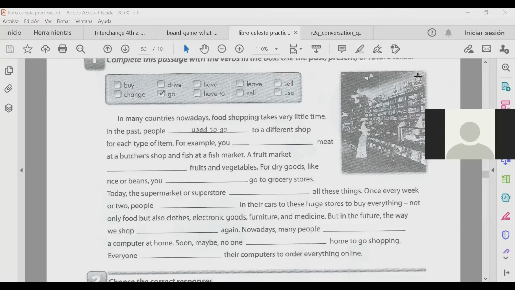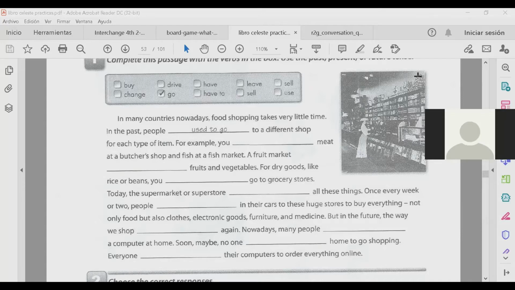Boy, they used to buy fruits and vegetables. Okay. For dry goods like rice or beans, you used to go to grocery stores. Okay. So look at that, guys. A fruit market, yeah.